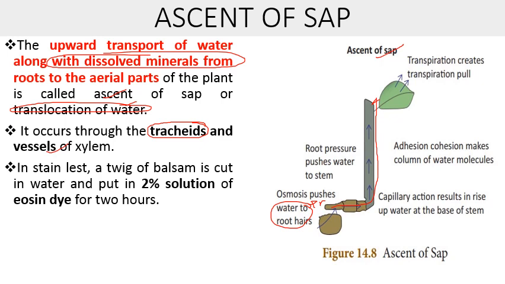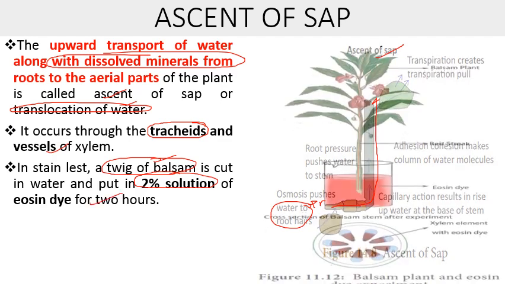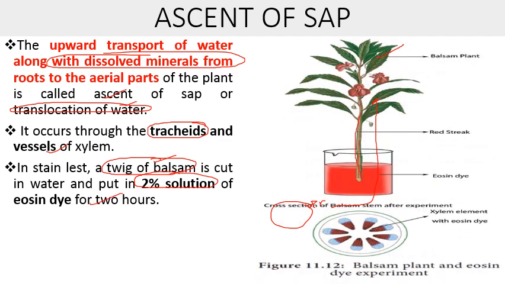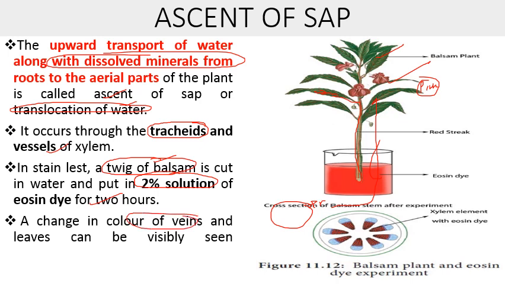This ascent of sap can be demonstrated through an experiment in which we use a twig of a balsam plant. We put this twig in a 2% solution of eosin dye for 2 hours, and we can observe upward movement of the dye to the aerial parts. The veinlets, the veins of the leaves, contain this dye, so we can observe the pink color in the veins of the leaf. A change in color of veins and leaves can be visibly seen. This color can be observed in the petals also if they are whitish. This is how translocation of sap occurs in the upward direction to the tips of the plant.